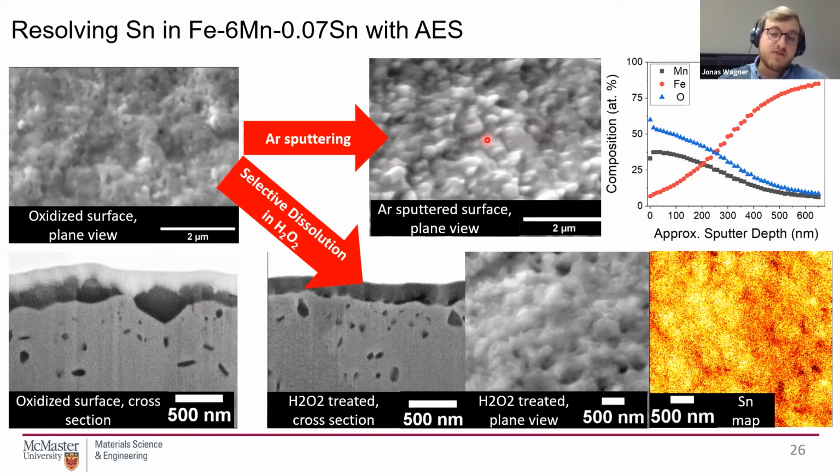The alternatives you could consider, for example, you can get rid of that surface layer by other means. For example, a dissolution technique. Here, hydrogen peroxide worked quite well, but of course, you need to be sure that this treatment doesn't further affect the concentration of the element at the surface.